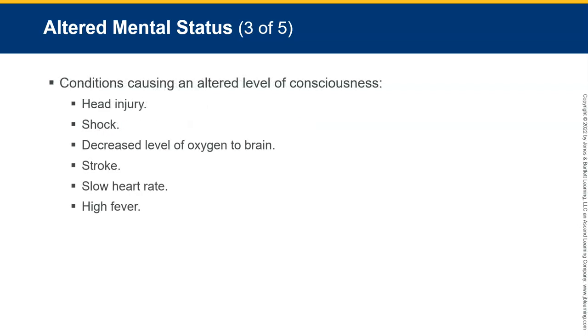So, conditions causing an altered level of consciousness. There's a number of things that can cause that: head injuries, shock, decreased level of oxygen to the brain, which is hypoxia, another word for low oxygen, stroke, slow heart rate, high fever. All of these things can cause someone to have an altered level of consciousness.